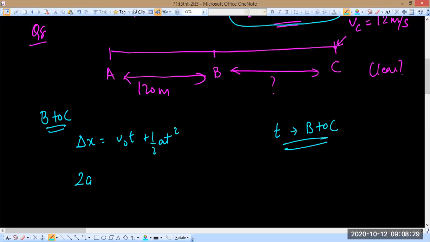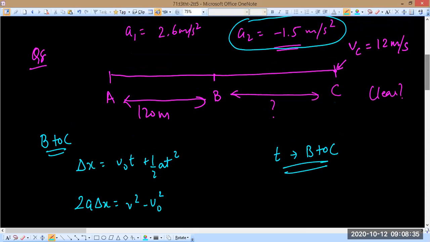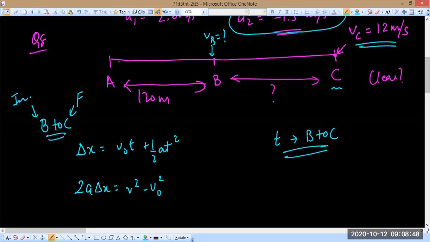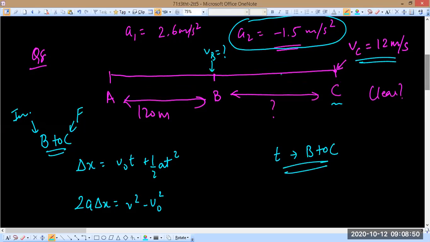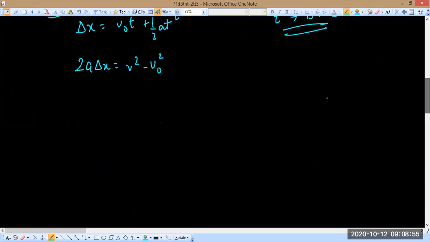Then you can try the other one, 2a delta x equal to v square minus v0 square. Here also there is a problem. We know the final velocity. See, we are doing B to C, so B is initial and C is final. So we know the final velocity, but we don't know the velocity here, right? But we can find that by doing the calculation of the first part. So that is what my hint is.